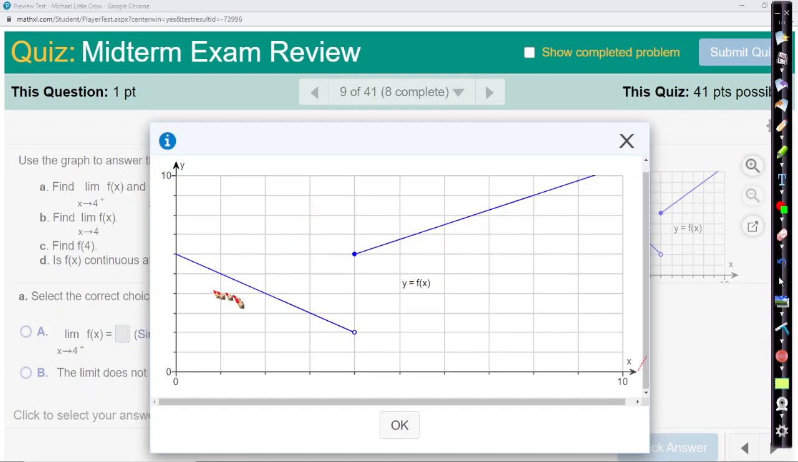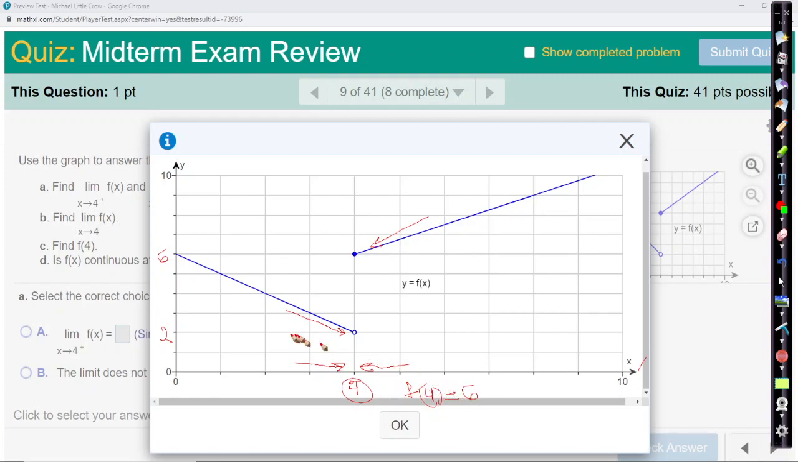Coming from the left side, we're getting close to 4 here. The y value is getting close to 2. Coming from the right-hand side, as we get close to 4, the y value is getting close to this value here, which is 6. Then they're going to ask for the function value at 4. If we plug in 4, it's right here. It's actually 6. So f of 4 is equal to 6.